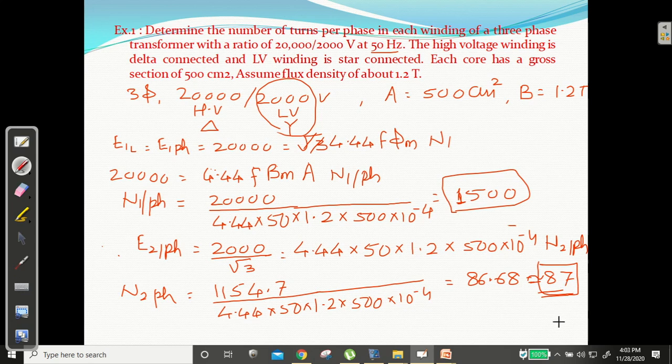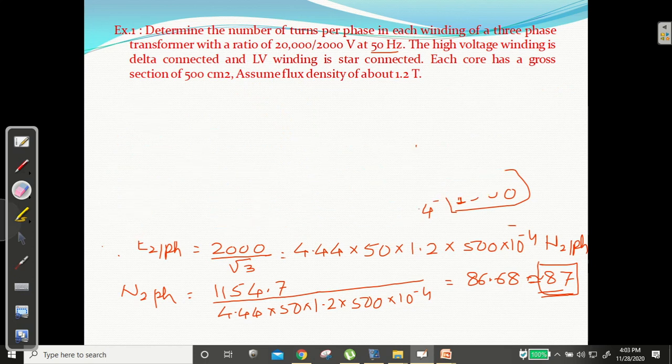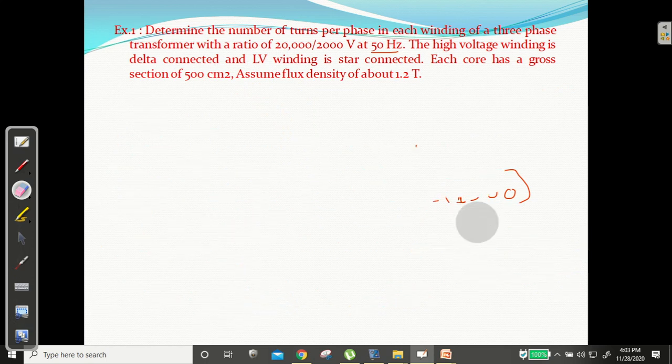In this way you can find it. You just must know the relationship for delta and star. If you know this relationship, you can find the number of turns. Next question I am going to solve.